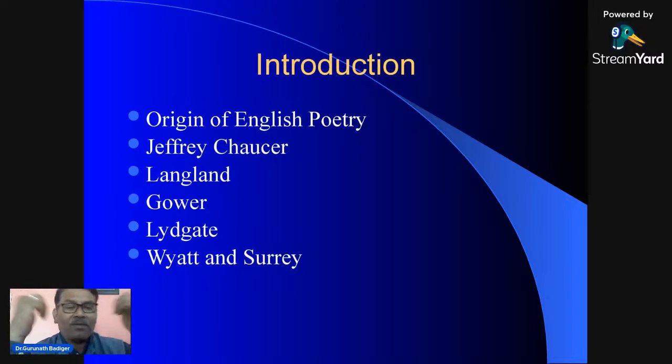Whenever we are talking about the origin of English poetry, we talk about the pioneers of English poetry. And whenever we talk about the 14th century, the immediate names that we remember are Geoffrey Chaucer, Langland, Gower, Lydgate. Wyatt and Surrey, we don't want to mix with this particular group. We'll take up Wyatt and Surrey again when it comes to Elizabethan poetry.